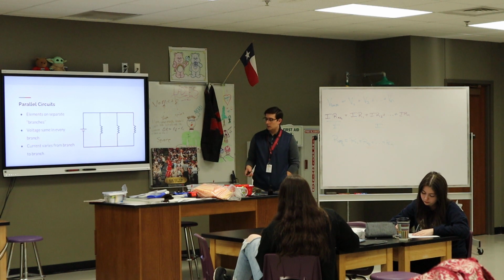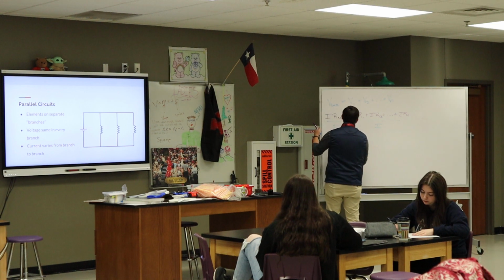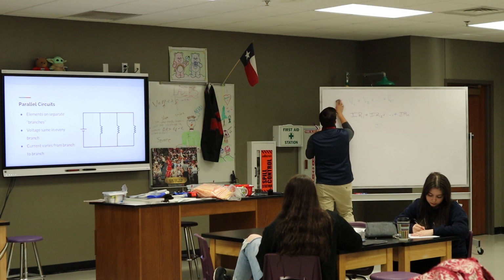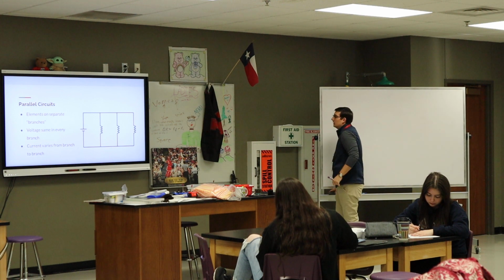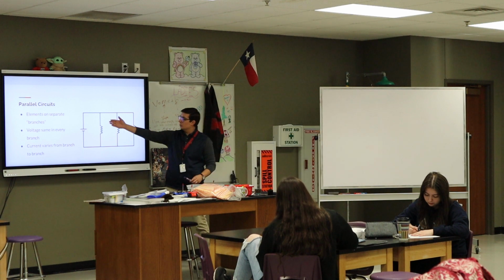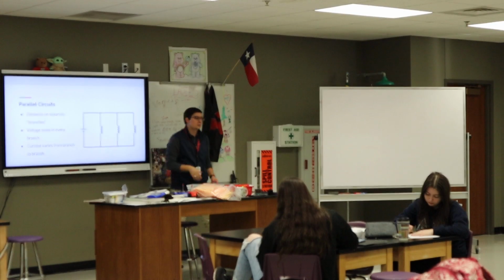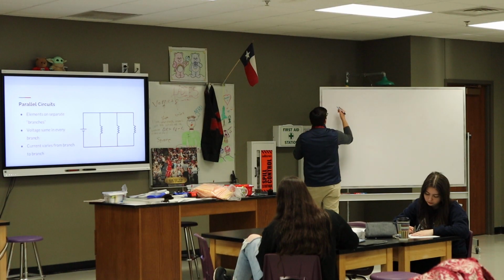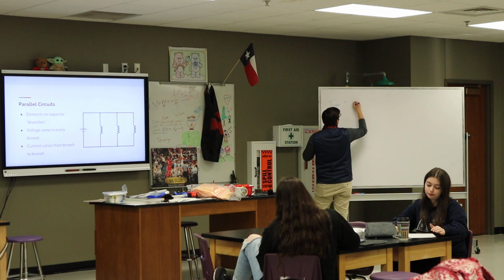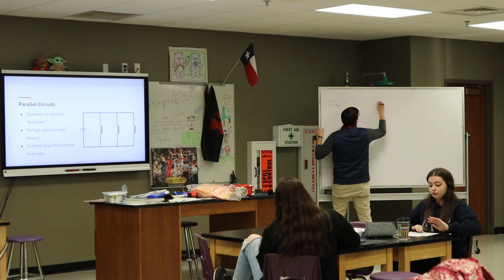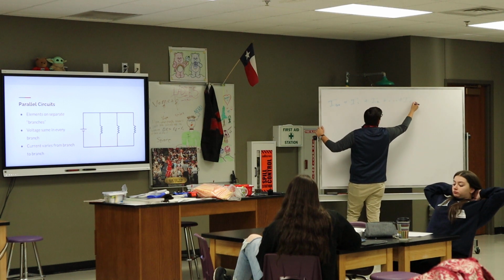So let's look at parallel circuits. For parallel circuits, we have the opposite case, so what you're going to see me do is basically the opposite algebra. I'm going to start with the idea that the current through the battery is going to be equal to the current through each branch. So the total current is going to be equal to the current through branch 1 plus the current through branch 2 plus the current through branch n.